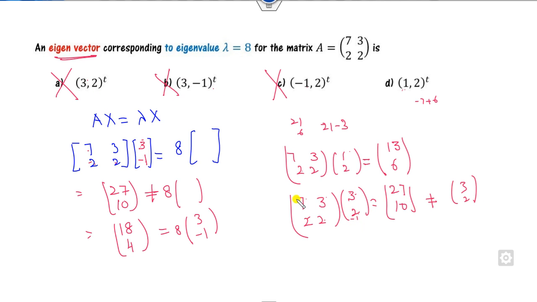If it is 3 and minus 1, so it's 21 minus 3. 21 minus 3 is 18. 6 minus 2 is 4, which is not written as 3 of minus 1. Minus 1, 2. So it means none of these is the right answer to this problem.